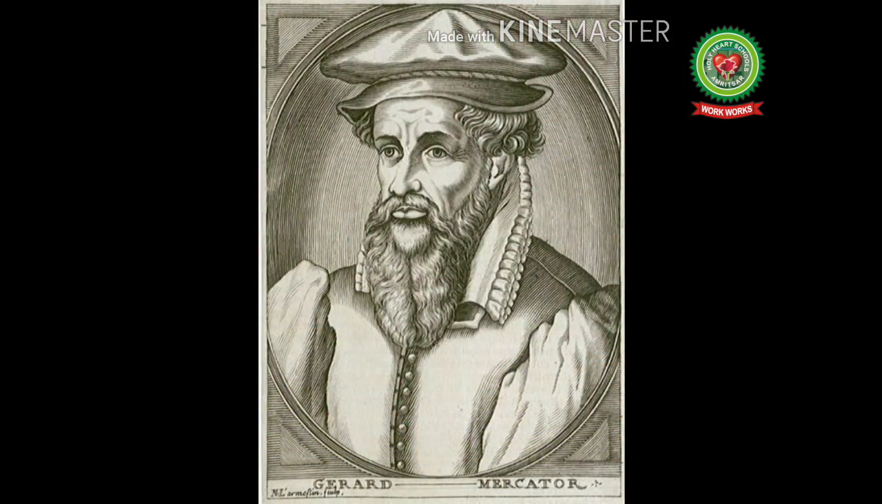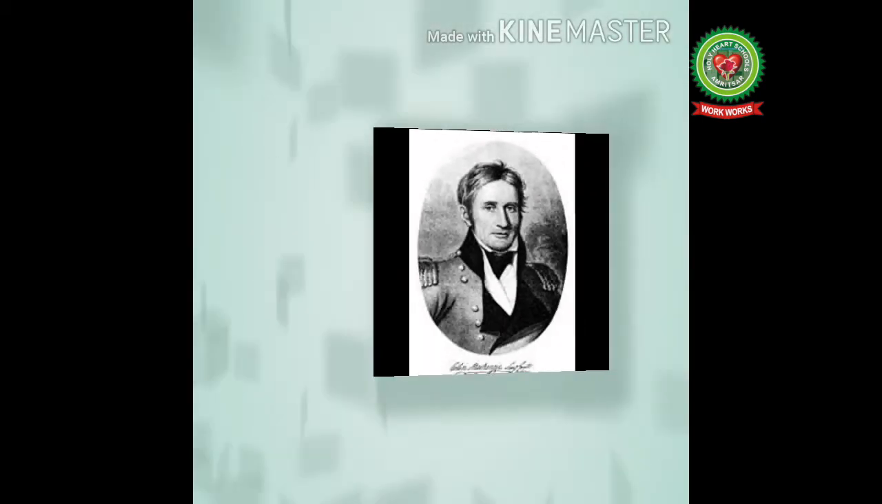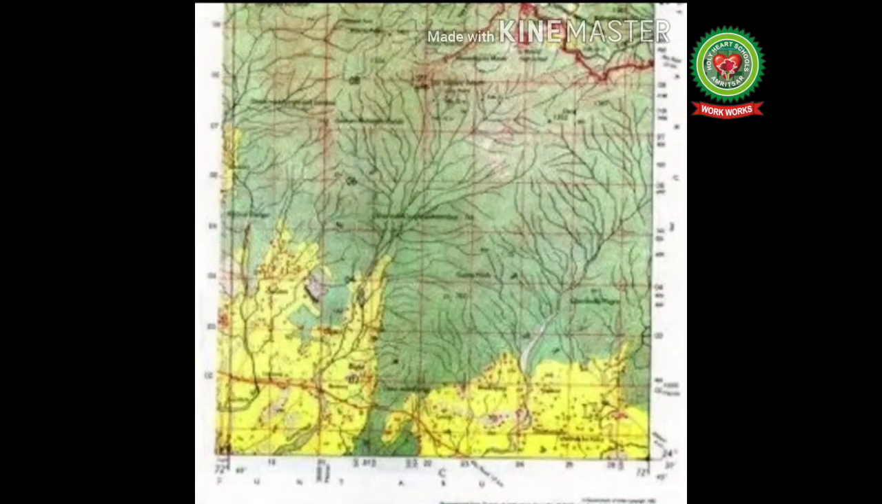Mercator published a book of maps called Atlas. The Britishers established the Survey of India in 1767. Colonel Colin Mackenzie was the first surveyor general of India. The Survey of India has published topographical maps in a number of series.